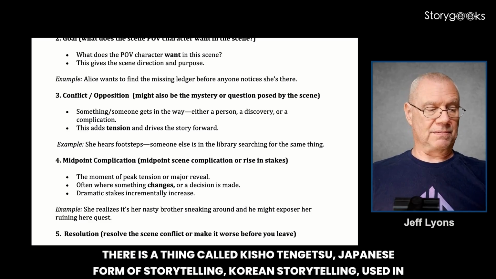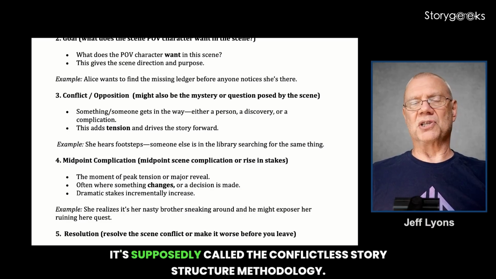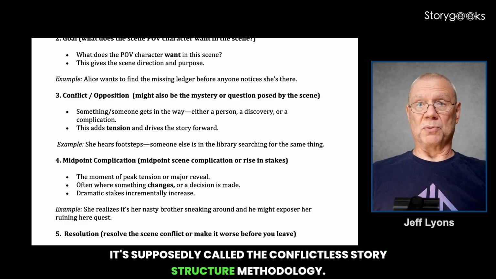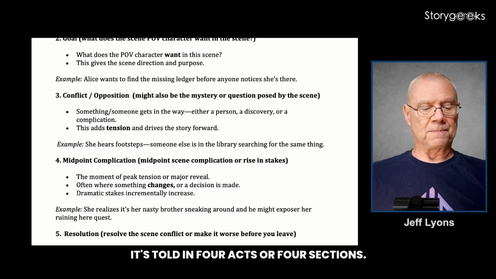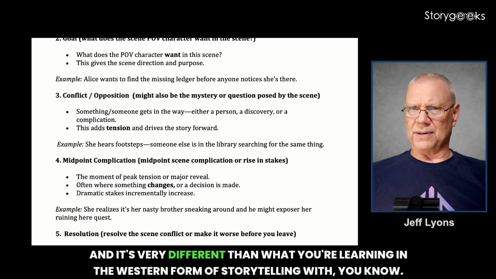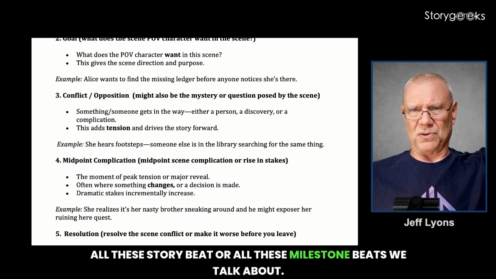There is a thing called Kishotenketsu, a Japanese form of storytelling, also Korean storytelling, used in Asia. It's supposedly called the conflictless story structure methodology. It's told in four acts or four sections. And it's very different than what you're learning in the Western form of storytelling with all these milestone beats we talk about.